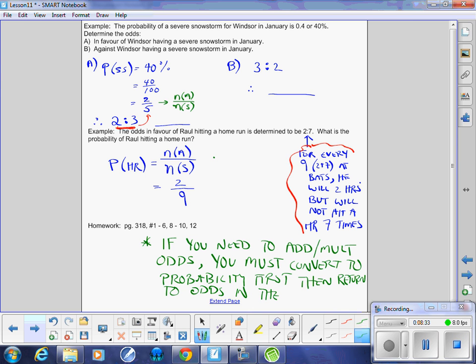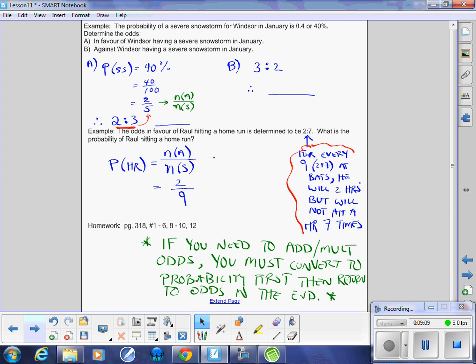All right, so if we're talking about an independent event, what are the odds in favor of drawing a jack and then a heart, you would have to work in probability. You would have to do the probability of drawing a jack or the probability of drawing a heart, so you'd add the probabilities together, then you would go to odds.